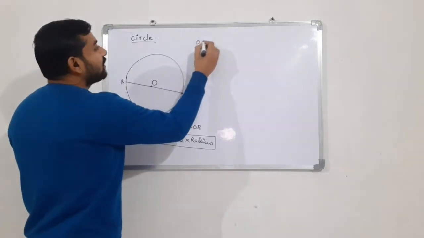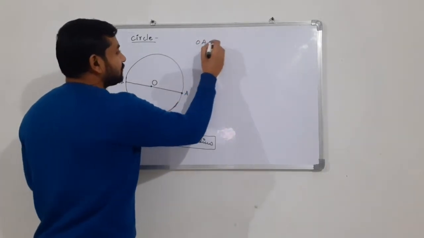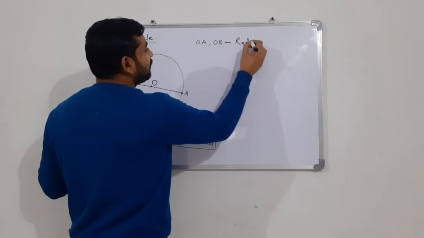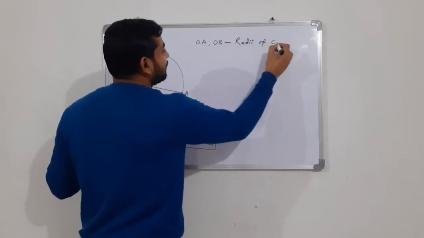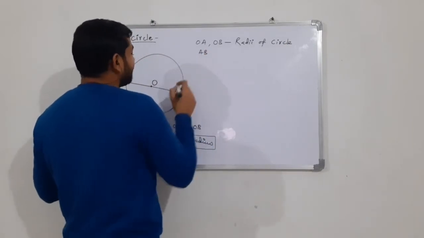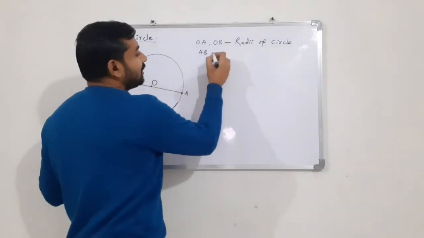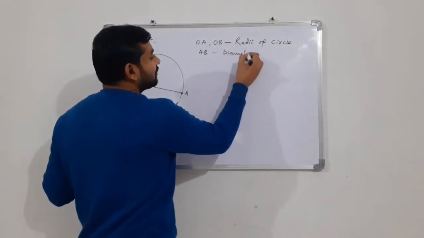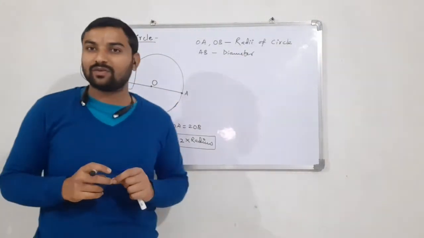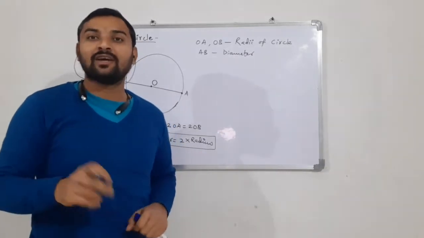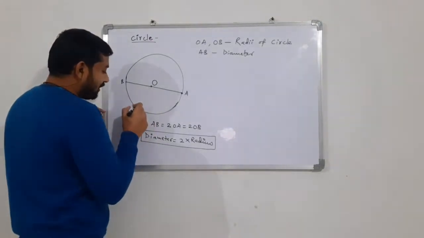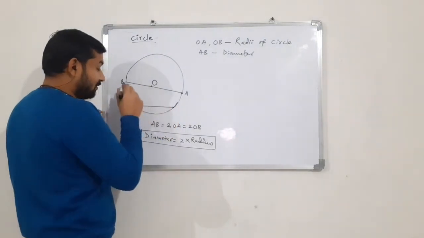Here the OA is OA or OB. OA as well as OB are the radii. Radii is the plural of radius, radii of the circle, and this AB is the diameter. We can write AB or BA or AOB or BOA. All these are diameters of the circle. So diameter is a line segment which is joining 2 points on the circumference as well as passing through the center. Means we can say there may be other line segments like this, as we have a diameter.